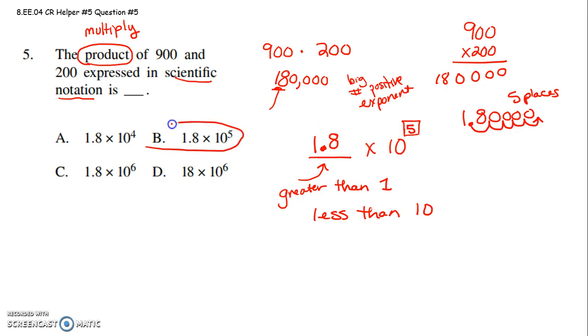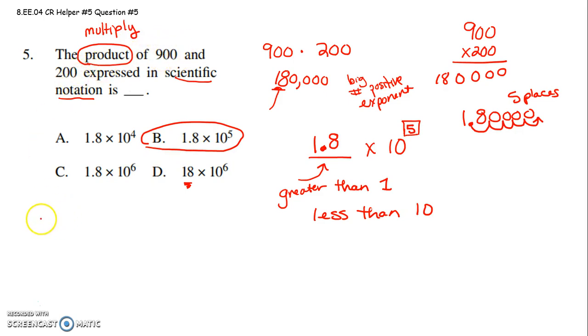This is the answer. They left this here because they want to make sure that you don't give them a first factor that's bigger than 10. You can't have that. The first factor in scientific notation has to be between 1 and 10. And so that's how you know the decimal point has to be located right here. Let me just show you another option.